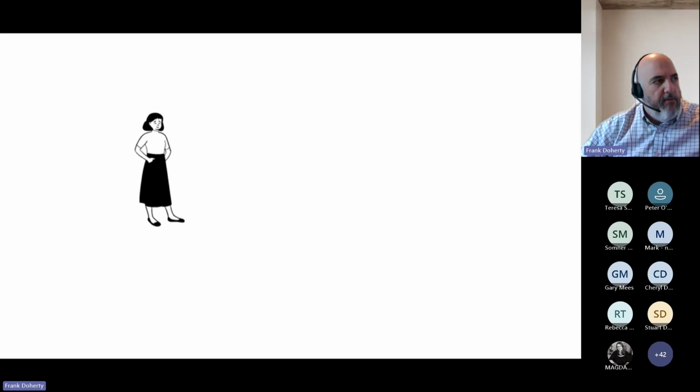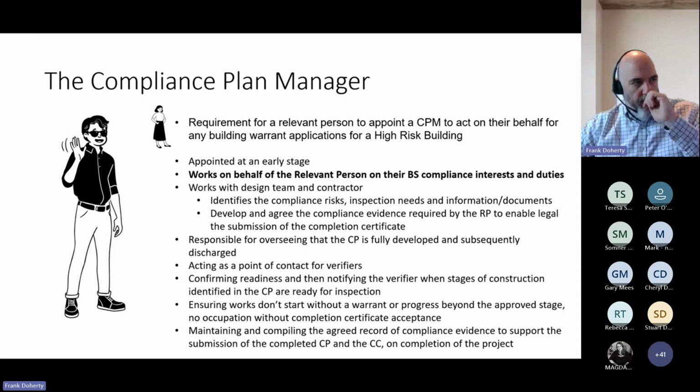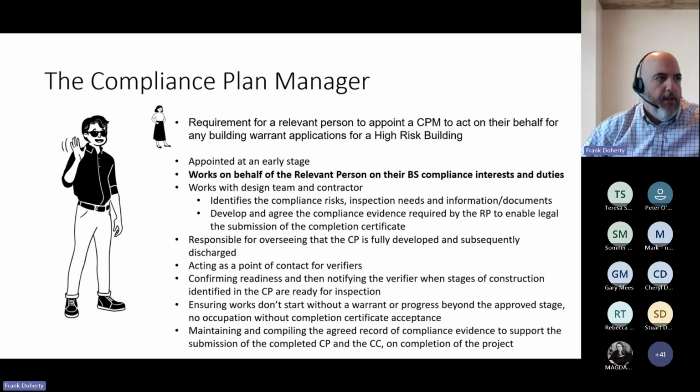Along pops this concept of a compliance plan manager. The intention is that there will be a requirement in legislation for a relevant person to appoint a compliance plan manager on their behalf for any relevant building warrant. At the moment we're talking about high risk buildings; that's the relevant application for building warrant. But for any relevant building will probably be what the legislation will say, and we build out secondary legislation and guidance after that. The idea is that they're appointed at an early stage, certainly before a building warrant is made, and their main role is to work on behalf of that relevant person on their building standards compliance interests and duties, to support them in their role of certifying the build at the end of the day and being responsible for it.